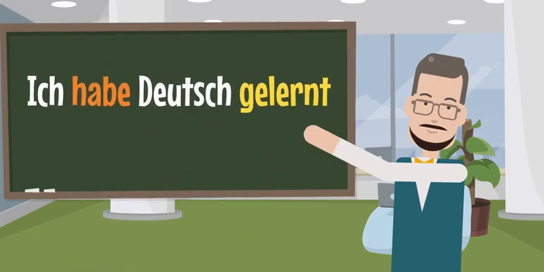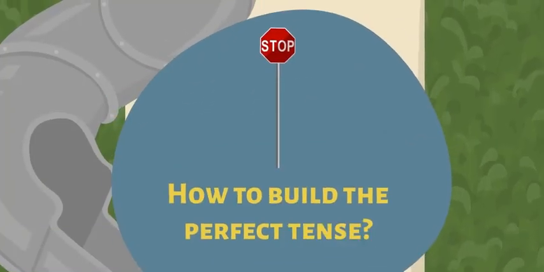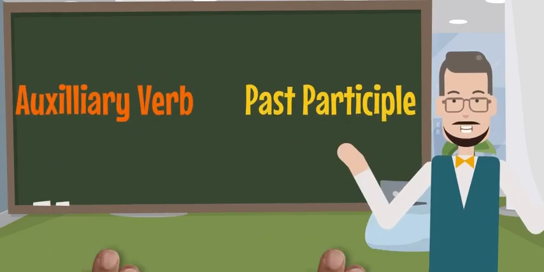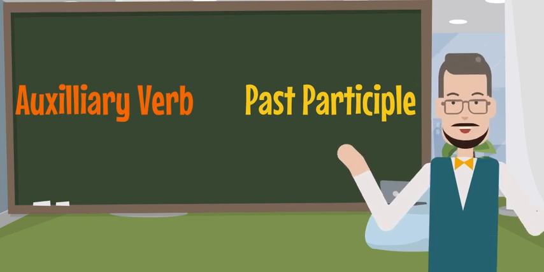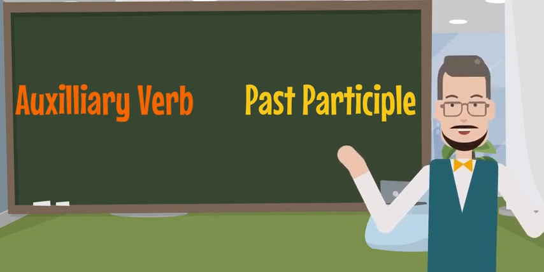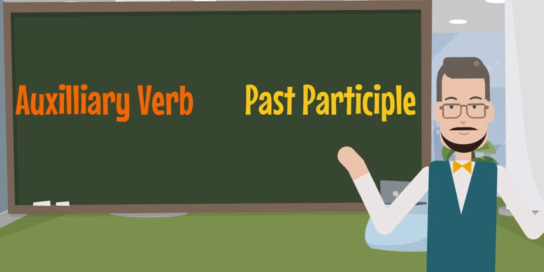For example, I have learned German. It means that I've learned German in the past and I have finished my studies. This perfect form consists of two components. These are called the auxiliary verb and past participle.